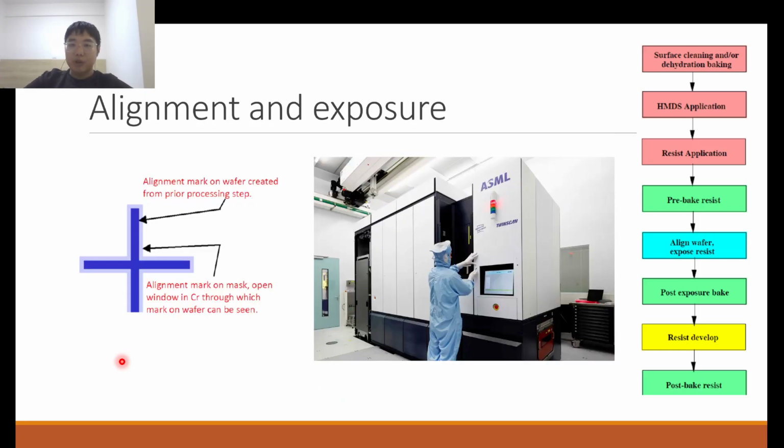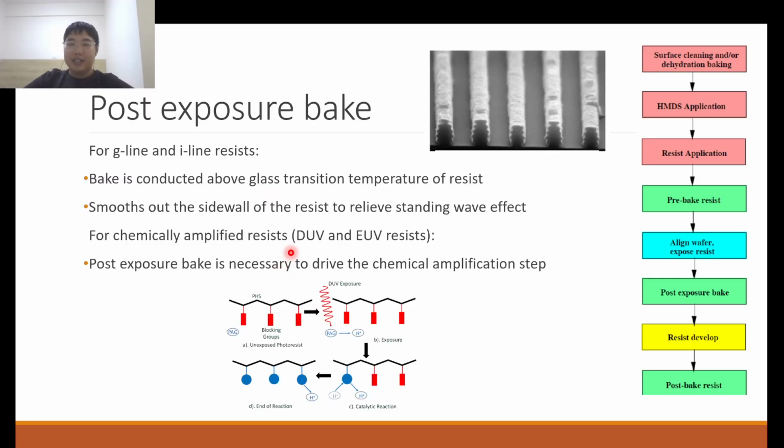Then after exposure, this is the step at which the UV light is shined on the wafer. After the UV light is shined on the wafer, it's time for the post-exposure bake. So it's not time for development yet, it's time for the post-exposure bake first. So what is the purpose of post-exposure bake? For G-line and I-line resist, the main purpose is to smooth out the side wall of the resist to relieve standing wave effect. Essentially, we want to avoid this.